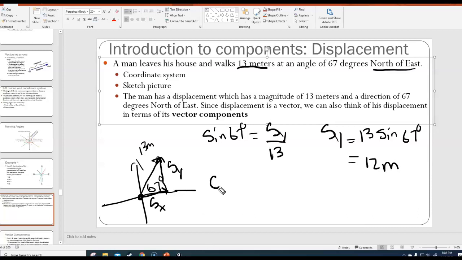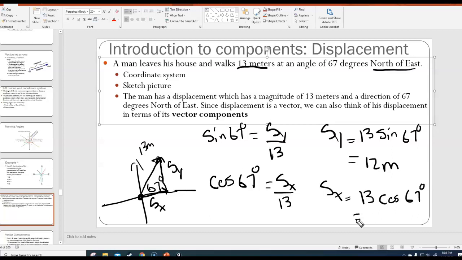And I can do the same thing with my x component. I could say cosine of 67 degrees. How do I know it's cosine? Because the x component is the adjacent side of this triangle, and the hypotenuse is still 13. So I can say cosine 67 degrees is equal to Sx, that's my x component of displacement, over 13. So Sx would be 13 cosine 67 degrees, and I can put that into my calculator, and I get about 5.1 meters if I round.